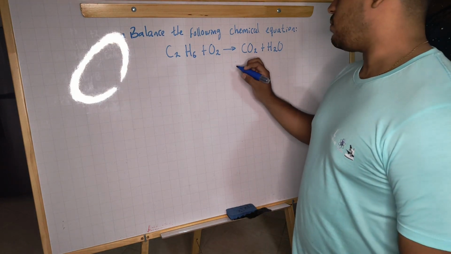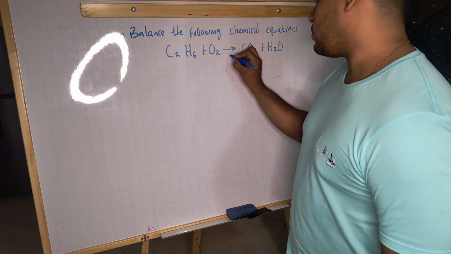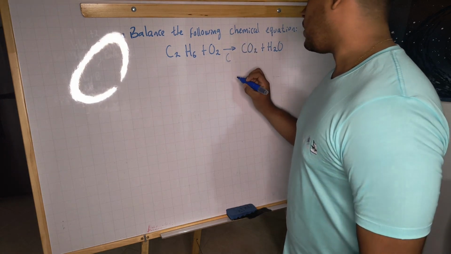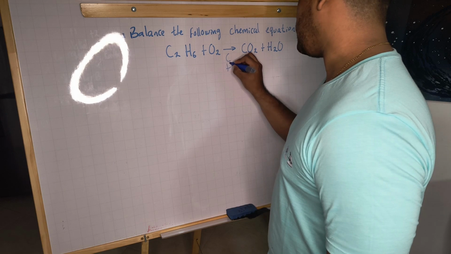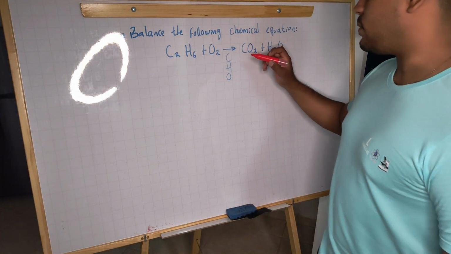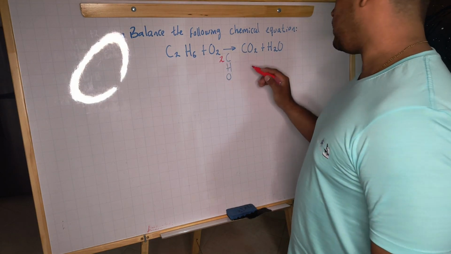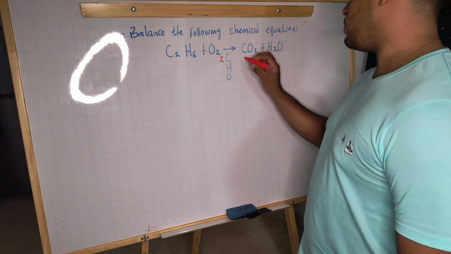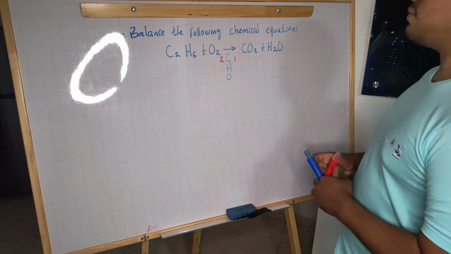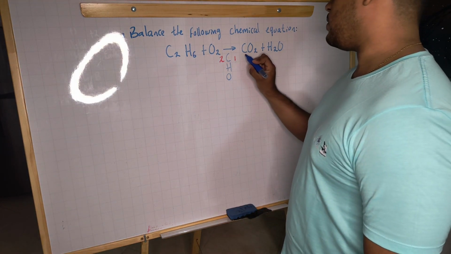So we're going to write the number of atoms. We will start writing the number of carbon atoms, okay, then the number of hydrogen atoms, and finally the number of oxygen atoms. Okay, so here we have on one side 2 carbon atoms in total, and on the other side we're going to have 1.